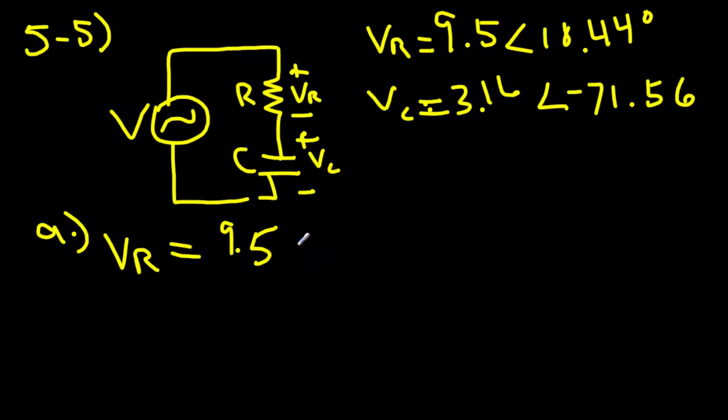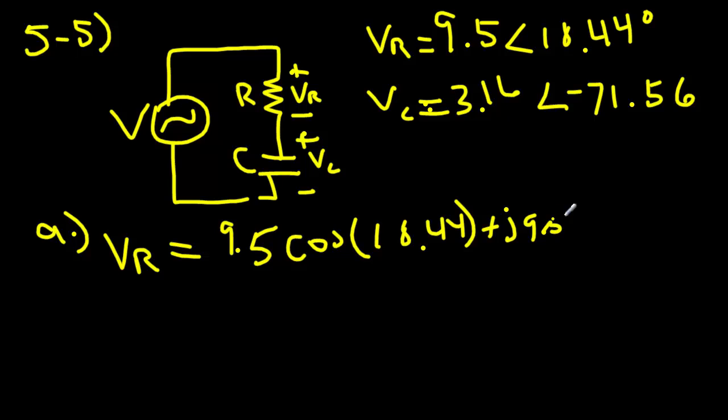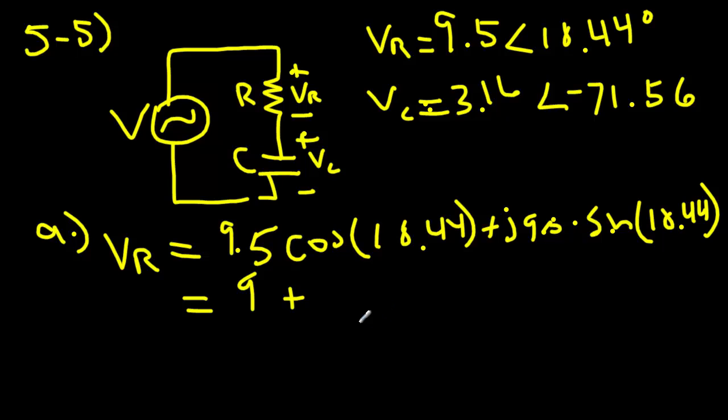So 9.5 times the cosine of 18.44, plus j times 9.5 times the sine of 18.44. And this comes out to equal 9 plus j times 3. And this is rectangular form.